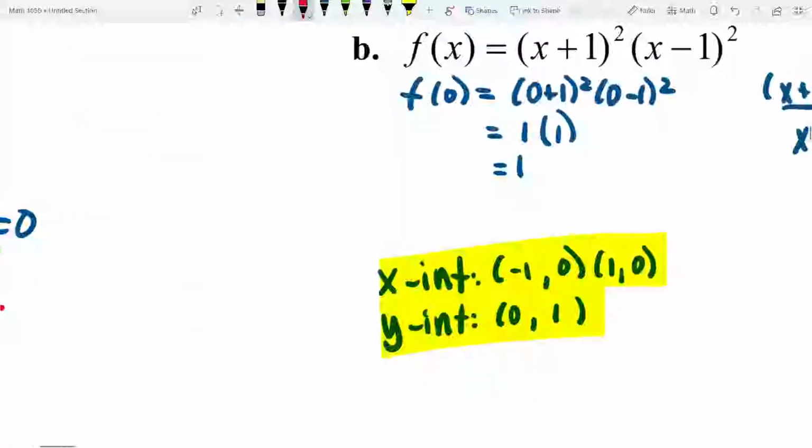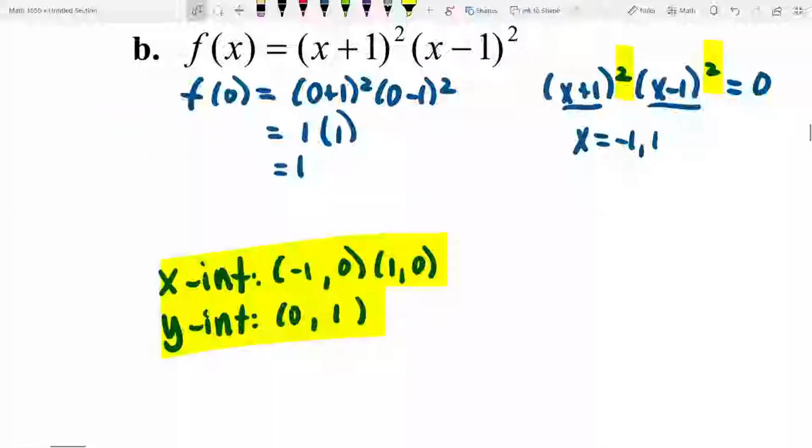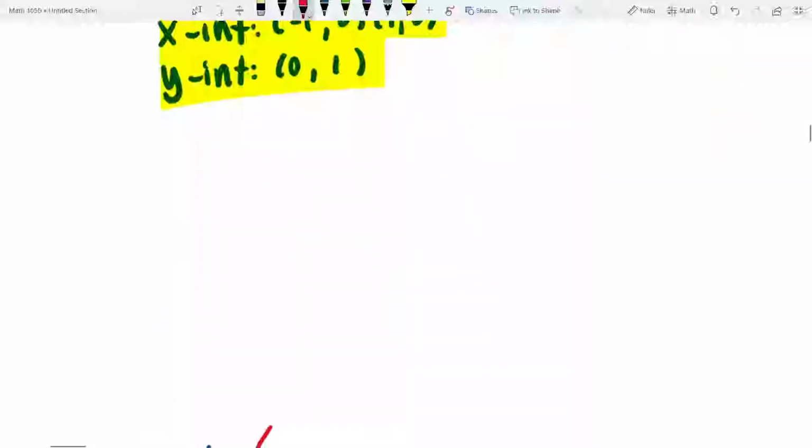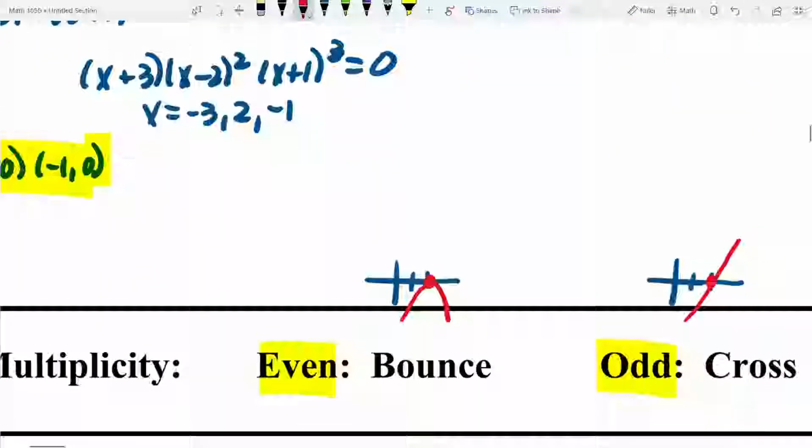Okay, let's go to the next one. Negative 1 came from here. This is an even, so the negative 1, 0 bounces. The 1 came from here, exponent's even, so that is a bouncing x-intercept. Who says I understand? Raise your hand. This is how you were taught, right? Bouncing, crossing. Raise your hand if that's how your teachers taught you. Okay, good.